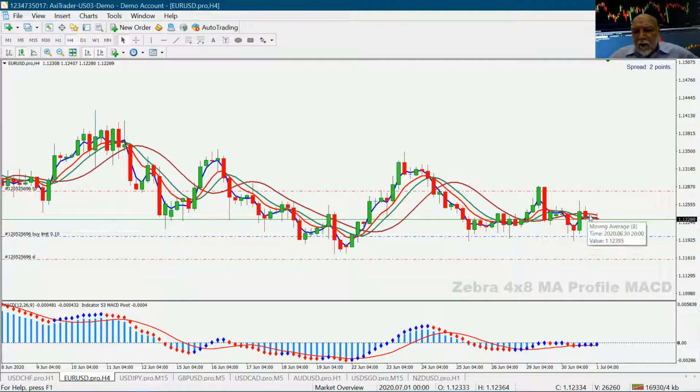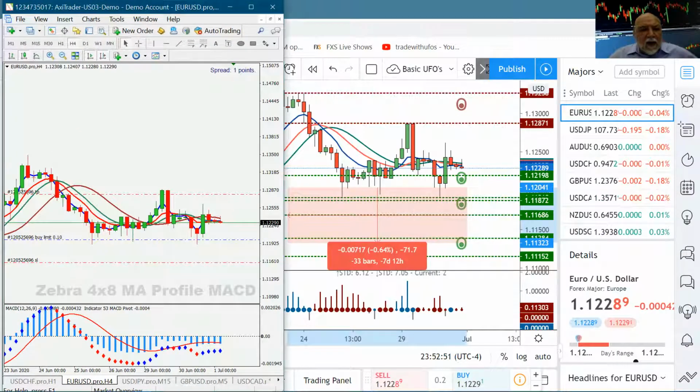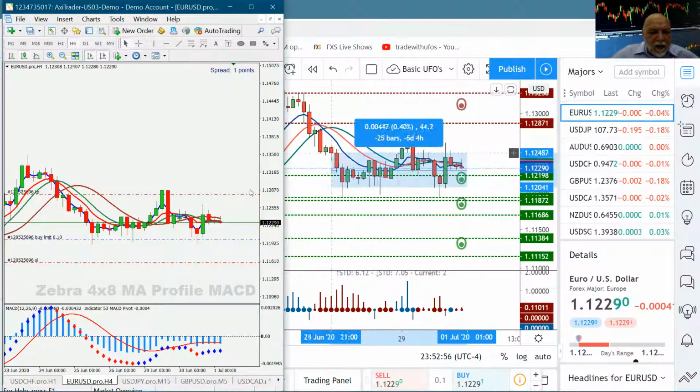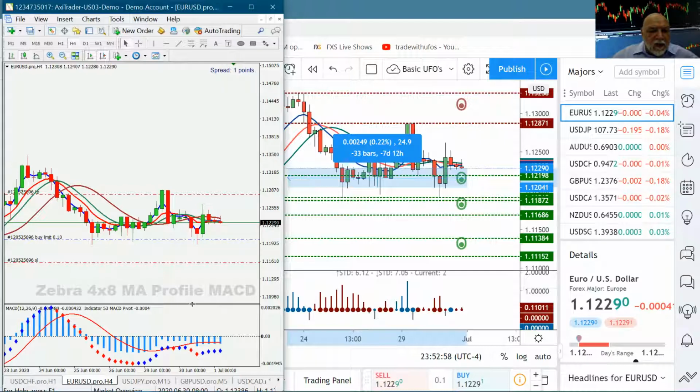We're looking for price to drop down and take us in, and then come back up to the upside here, hopefully without going down to our stop loss. Nothing can guarantee what's going to happen. Everything appears to be set up.